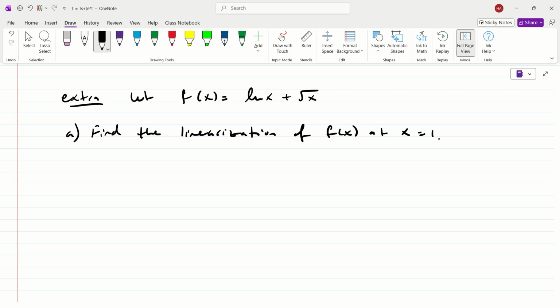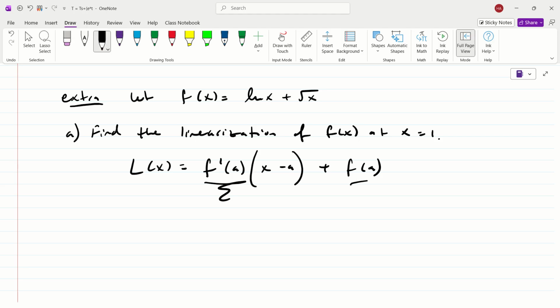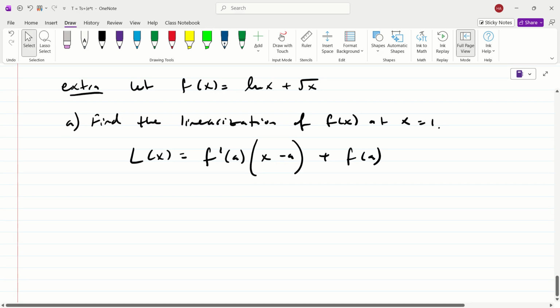So to get this formula, we have to have two ingredients, your slope and your tangent line. So we can plug this into the formula. L of x equals f prime of a times x minus a, plus f of a. We're going to put the derivative in here, the value of the function there, and create our line.